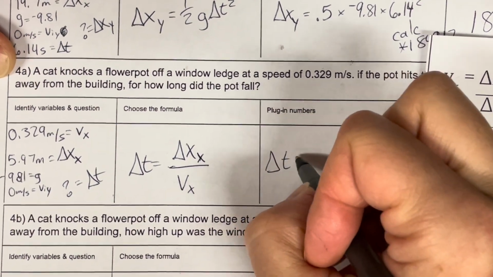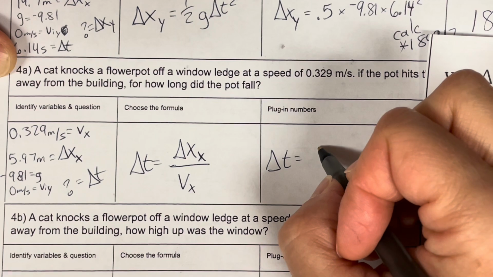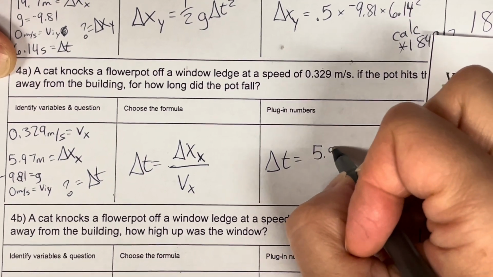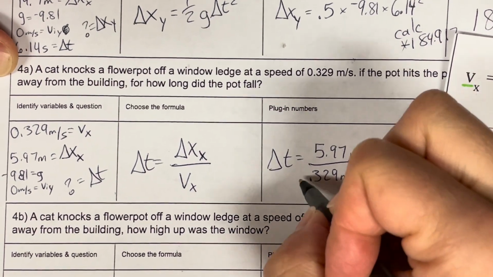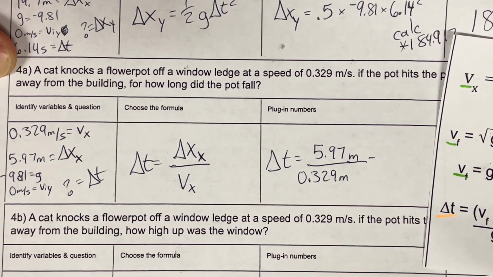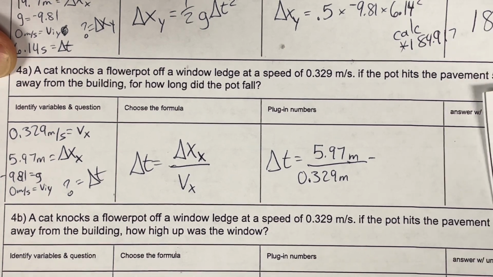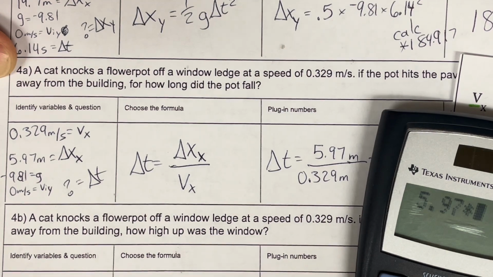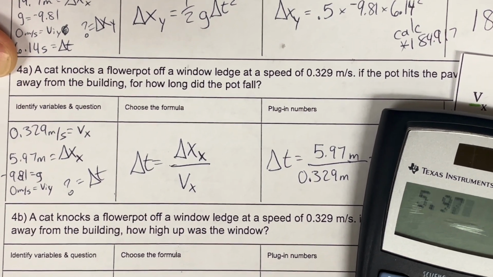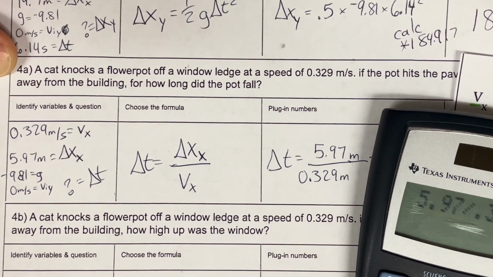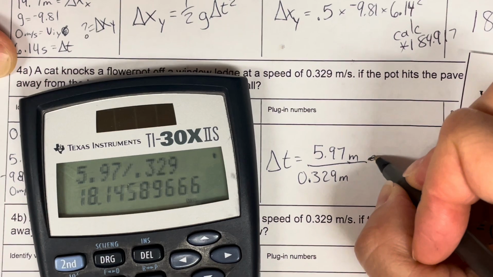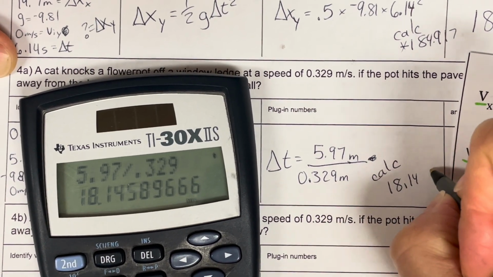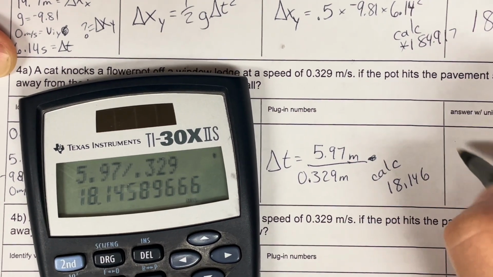Okay, plugging in our numbers. Horizontal velocity, displacement, 5.97 meters divided by the velocity, 0.329 meters. So 5.97 divided by 0.329. Calculator says 18.146. Okay. Significant figures in our answer.